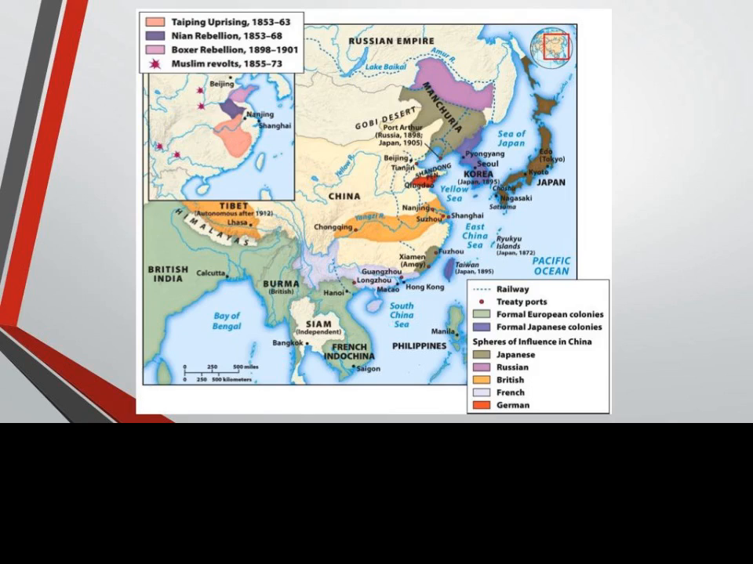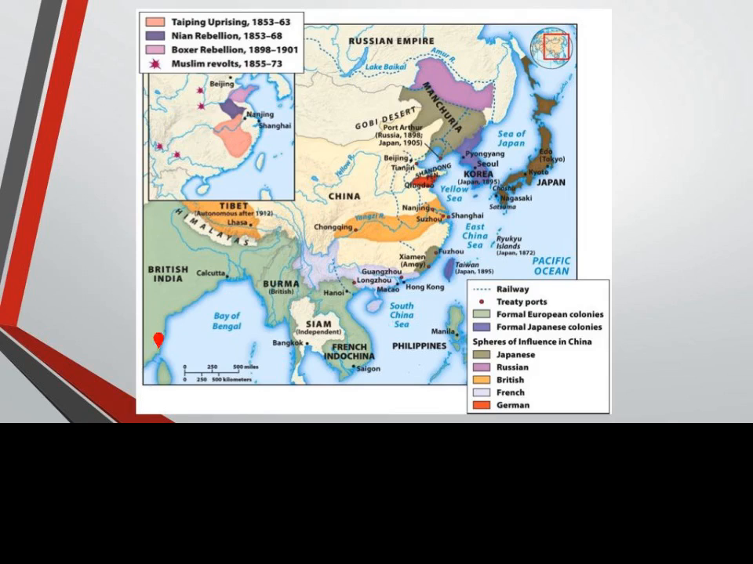And here's a map that shows you the Taiping Uprising, the Nian Rebellion, which is up there in the northern part, and the Boxer Rebellion, even a little bit further north than that. And you can see even some Muslim revolts. This is where I'm looking right up here, during the mid-1800s.